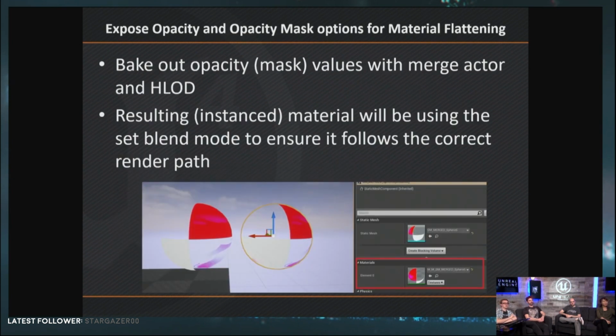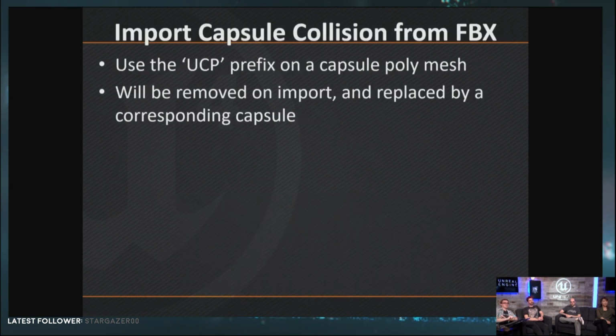Exposed opacity and opacity mask options for material flattening. Unless any of y'all have any more comments on this one, I'm just going to have to say you're going to have to check out the bullet points on it. It's a little bit out of my wheelhouse as far as exactly what's been going on with it, but you should be able to use this for a couple of rendering improvements. We'll have a lot more details on that in the final release notes as well.